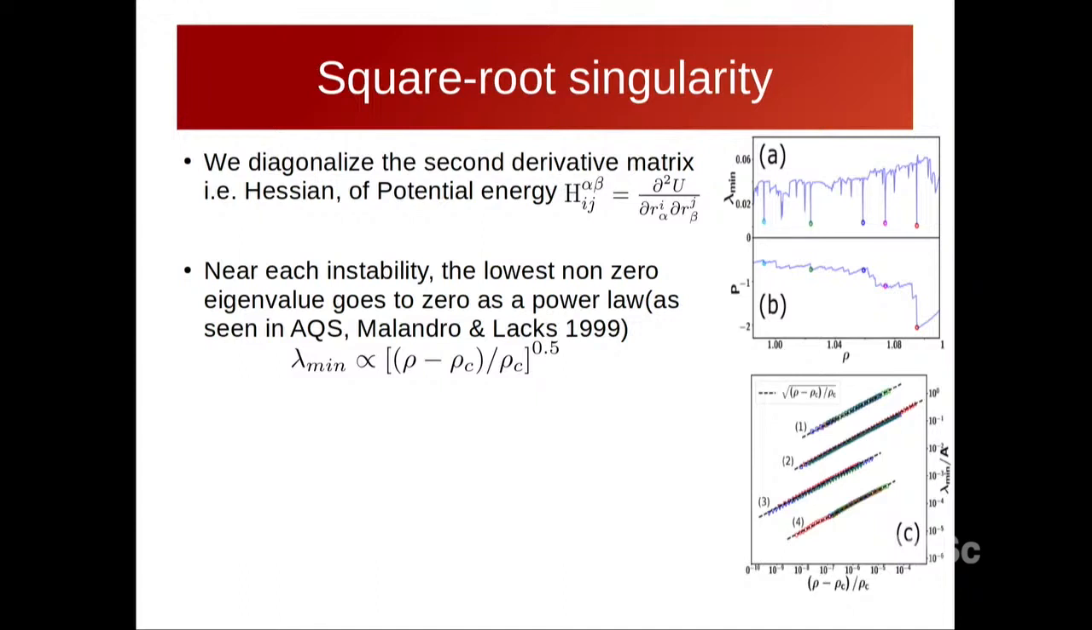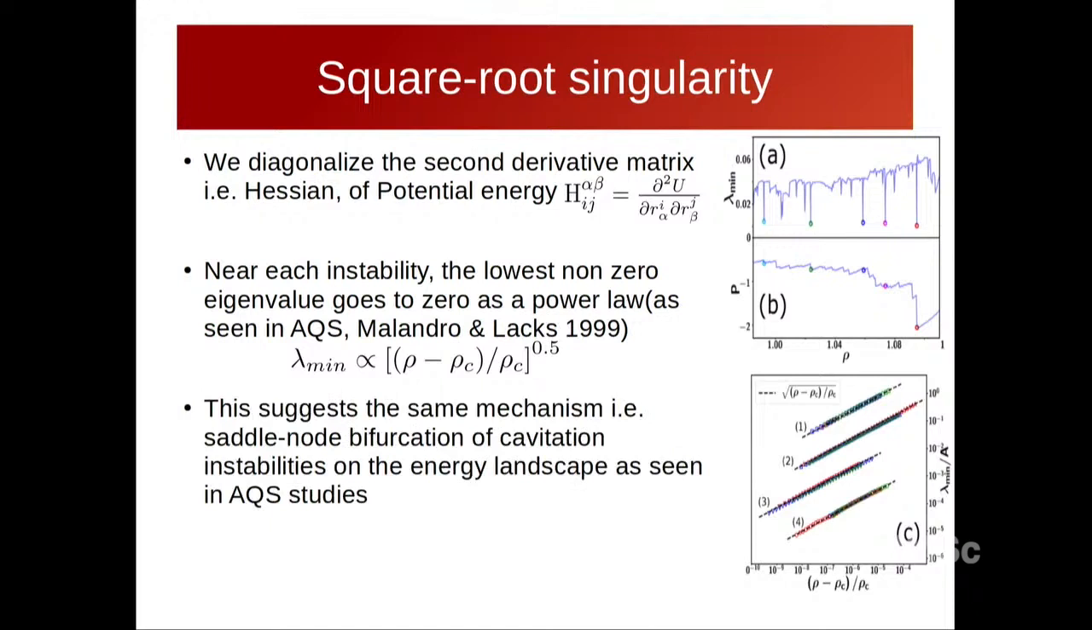Here you can see these are the lowest non-zero eigenvalues of the Hessian. Near each pressure drop, you see these eigenvalues going to 0, and they go to 0 by a square root law. These different curves correspond to different models. In the context of plasticity under athermal quasi-static shear, this is linked to a saddle-node bifurcation on the potential energy landscape.